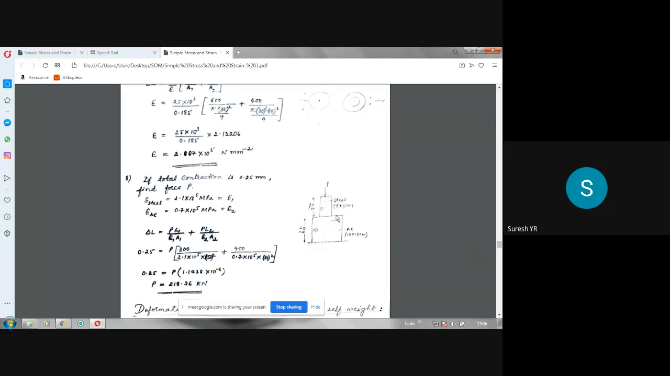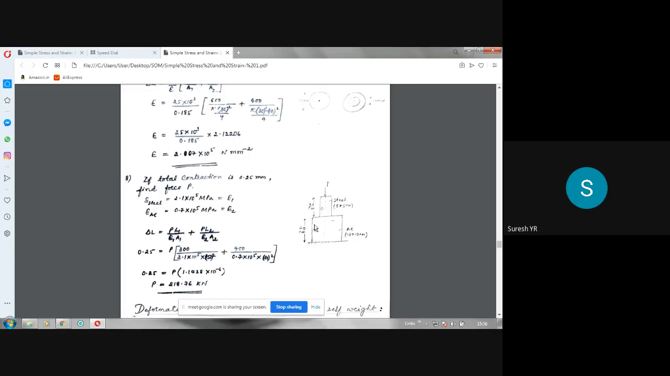Now contraction takes place here, and how much is the length of this? This is 30 centimeters. This is 40 centimeters. Please write down the sketch clearly. So 30 centimeters is the first portion length. 40 centimeters is the second portion length. Area of the first portion is 5 into 5, that is 25 centimeters square. Area of the second portion, aluminium, is 10 into 10, that is 100 centimeters square.